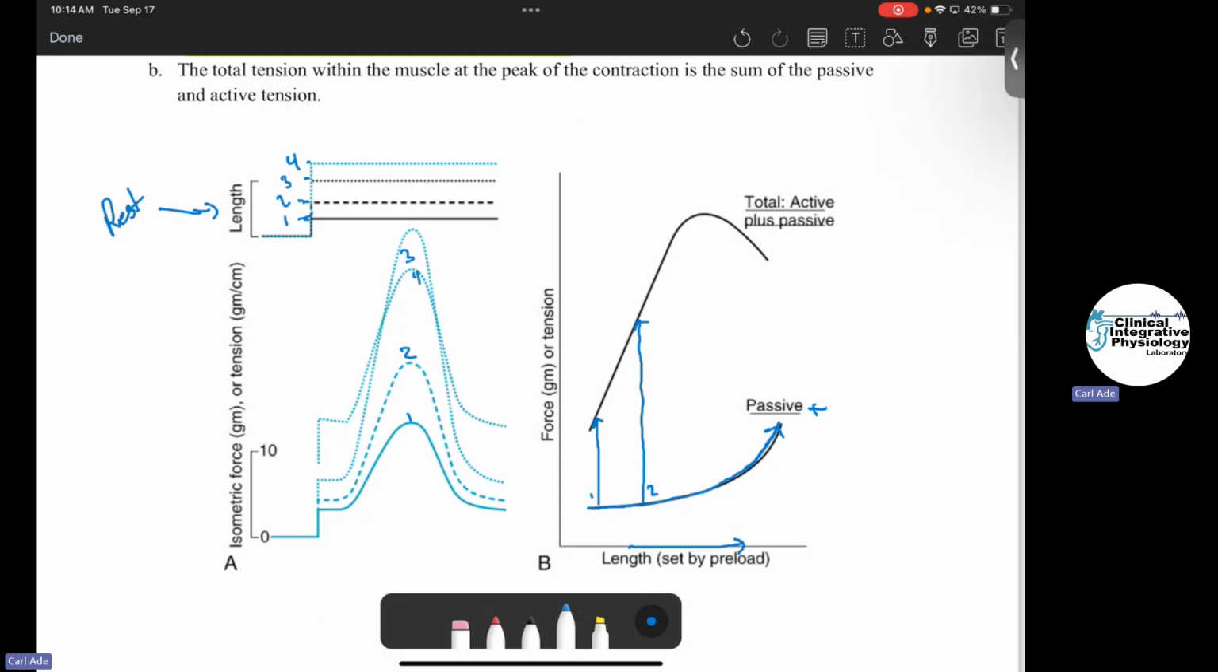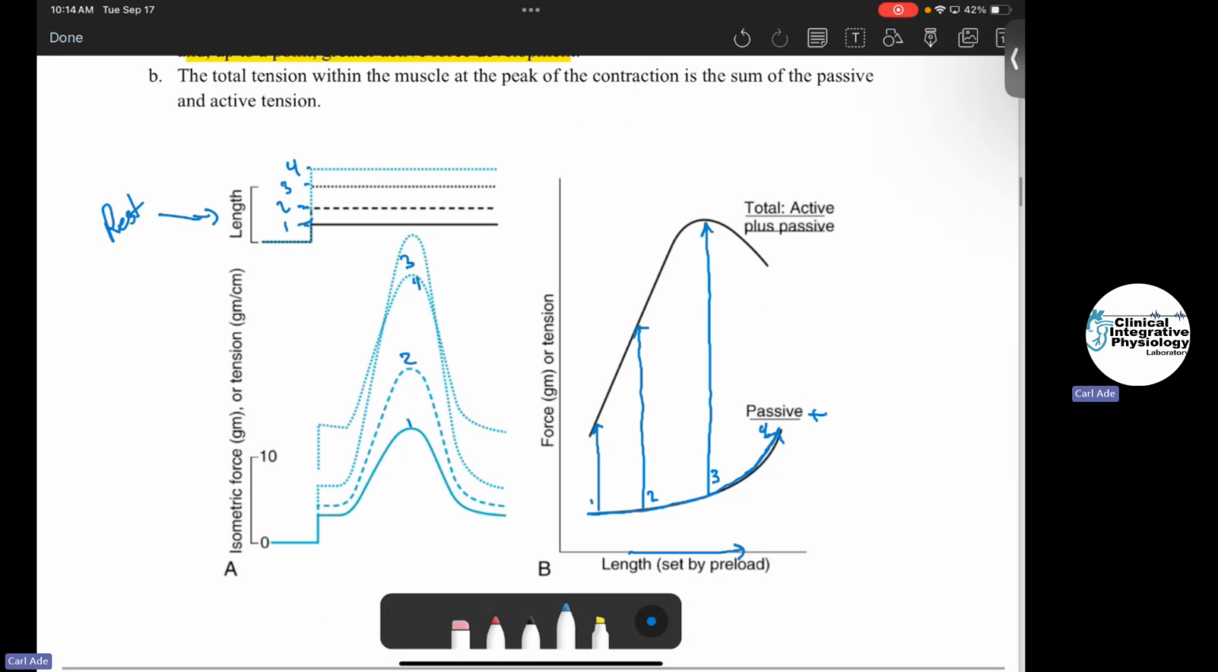and it's going straight. I'm driving my arrow straight up because it's isometric, so the length of my muscle fiber doesn't change. I'm not moving along my x-axis here. It's just going straight up. If I put 3 here, so I stretched it a little bit further, I've really stretched it here, and I'm still generating more tension. But if I stretch it too far, like 0.4, it might come back down like this.